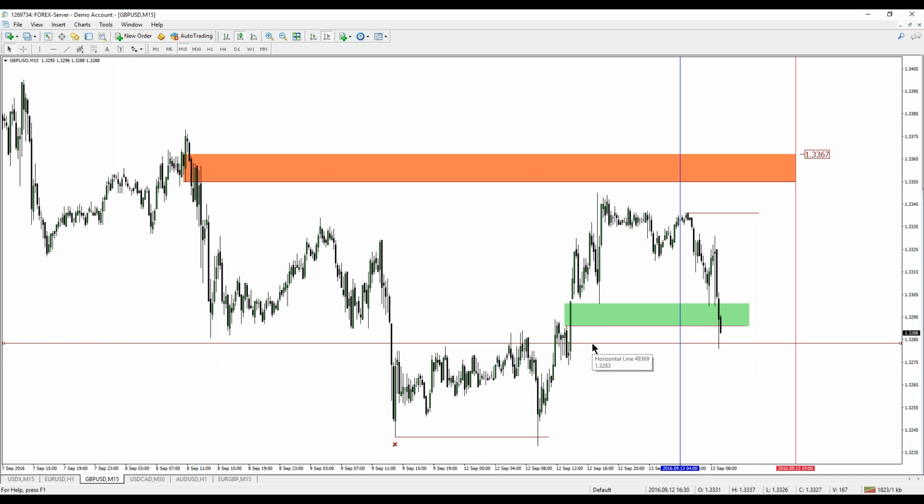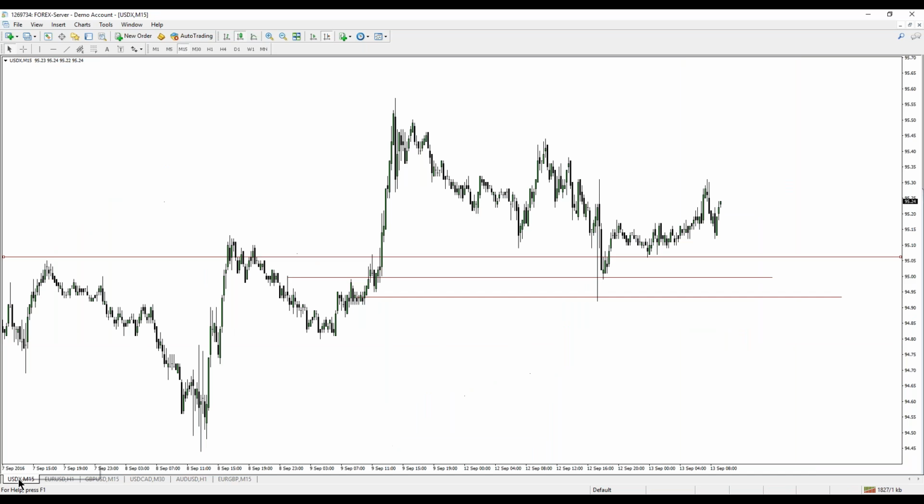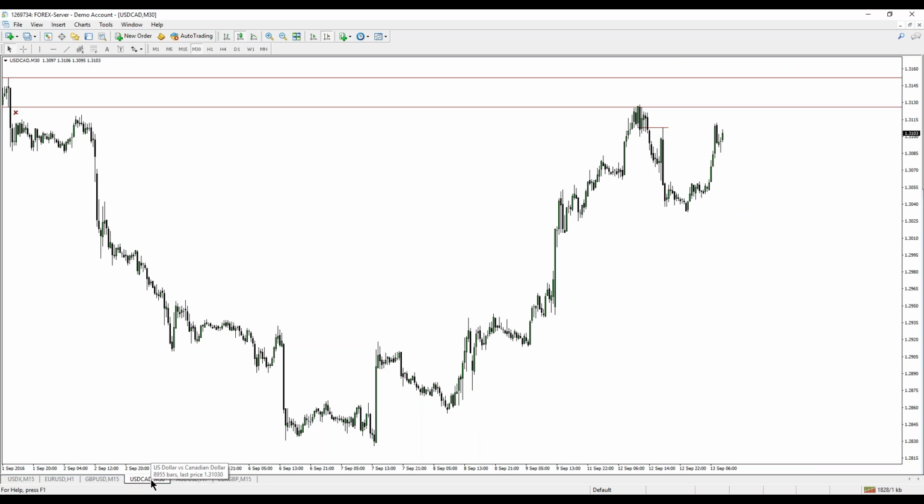3280. Yeah, 3280, 3285. We spiked down into it with a low of 3281. It looks good. I like this setup more for the expansion on the dollar CAD. I think that's going to be the play for New York.